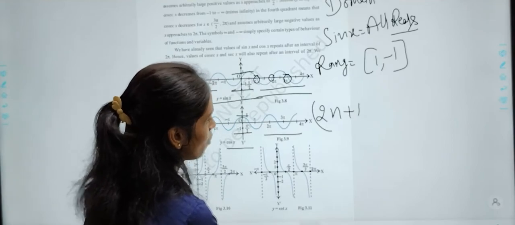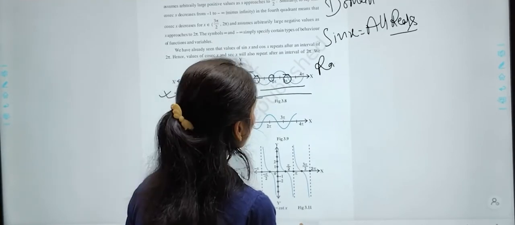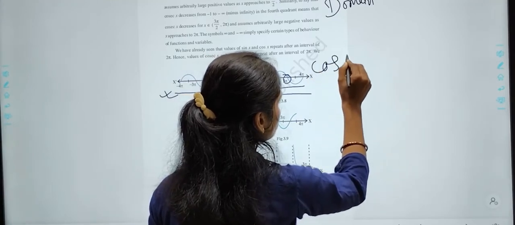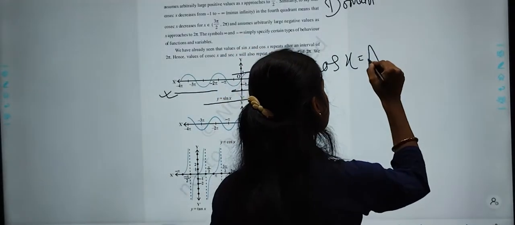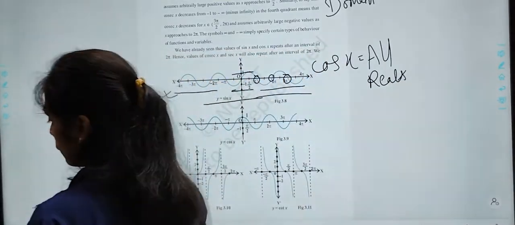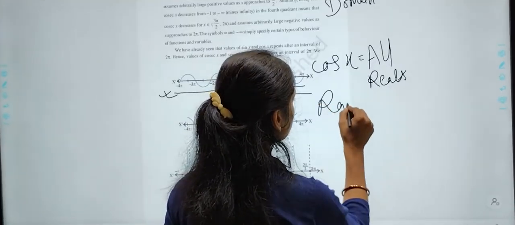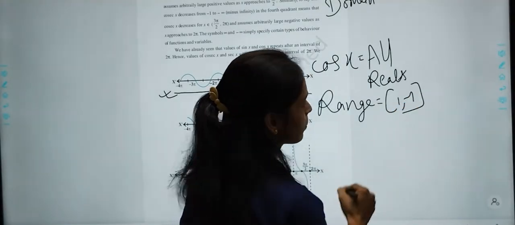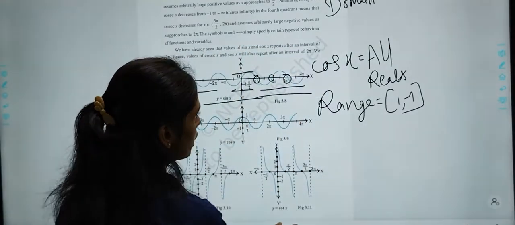Then what is the range? The cos x domain will be all reals, whereas the range will be the closed interval from minus 1 to 1. Okay, understand. Now let's come to the next one.